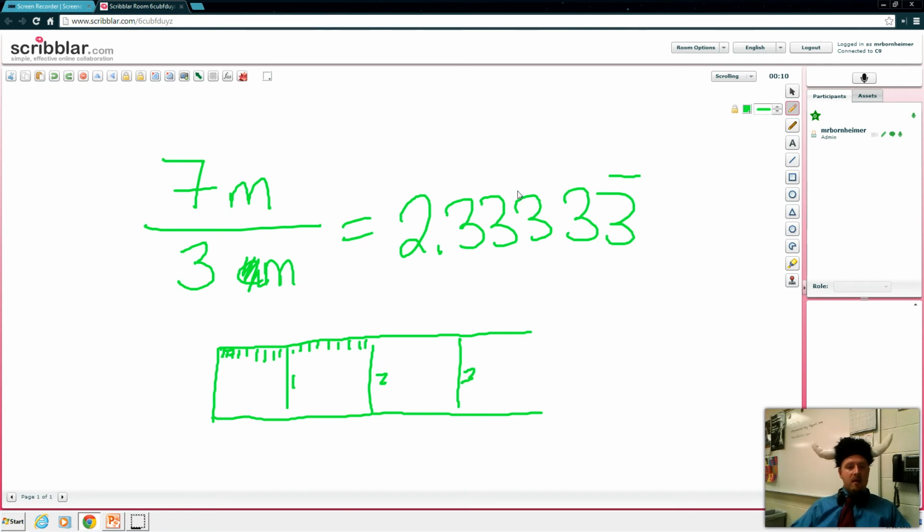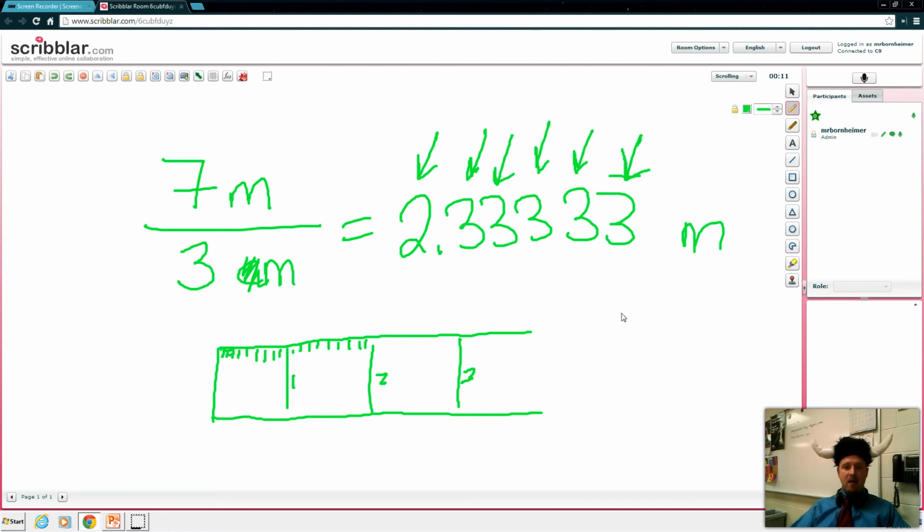If I was to write this in terms of meters, let's just say that this was in terms of meters. That means that I have 2 meters, I have 3 decimeters, 3 centimeters, 3 millimeters, and then 3 tenths of a millimeter, and then 3 hundredths of a millimeter. Well, the problem here is I can't measure this precisely with this meter stick. The meter stick only goes to centimeters, millimeters, half a millimeter.